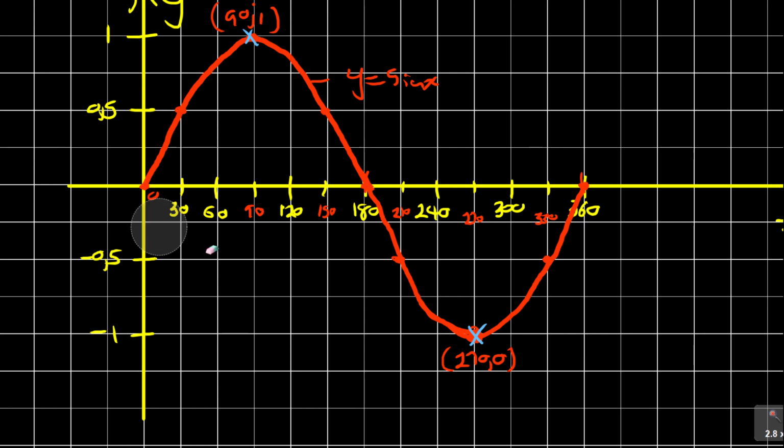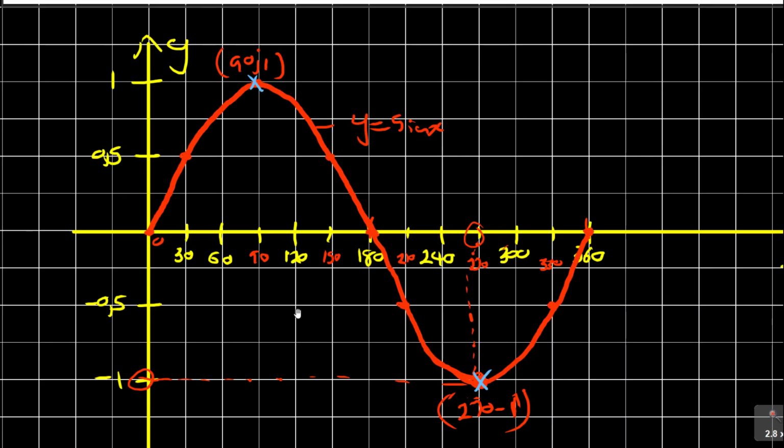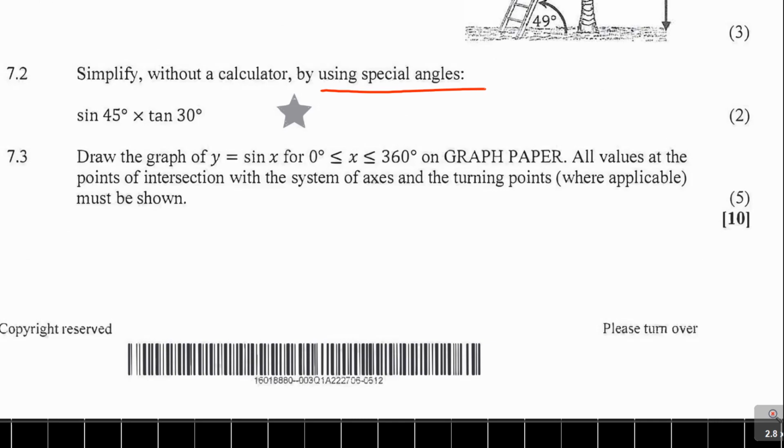Why did I say 0 here? Let me correct this. It is 270 and is negative 1. Remember, it's this part here and it's this part there. So that is that and that. They want 270 and minus 1. So this is how you answer this question. It's not a difficult question, but it was something that you needed just to go through.